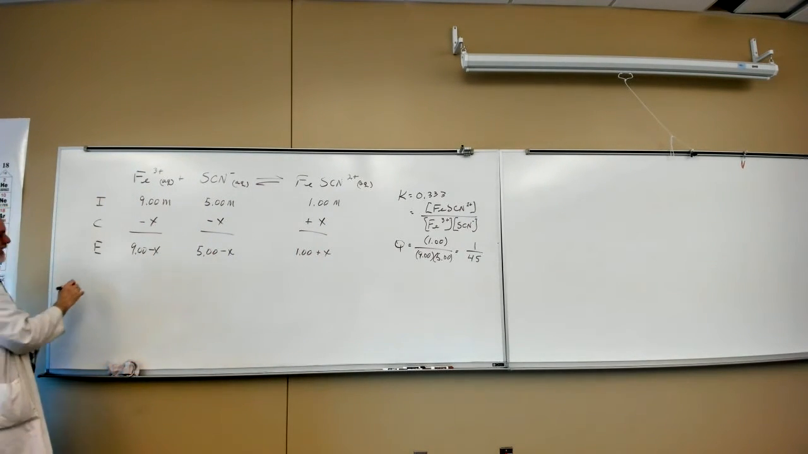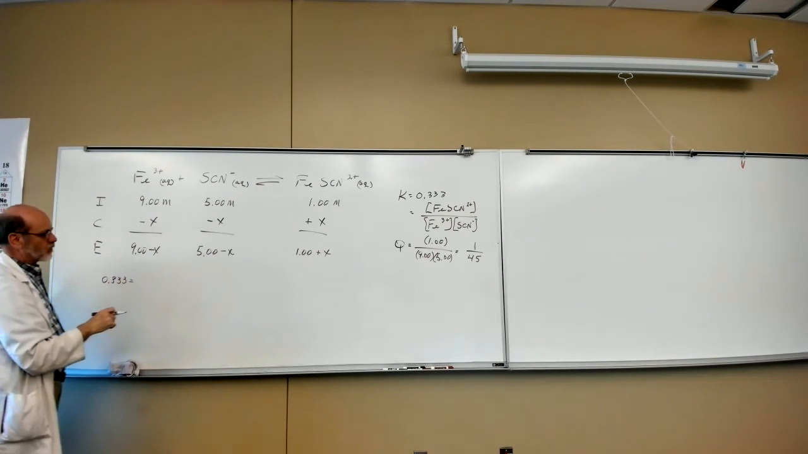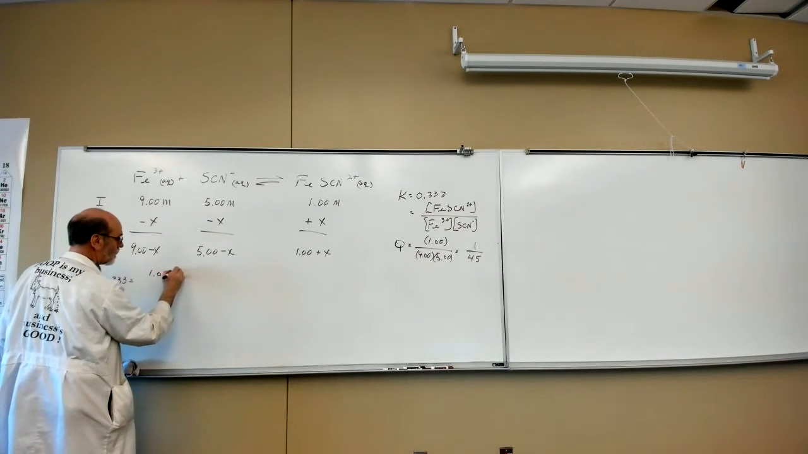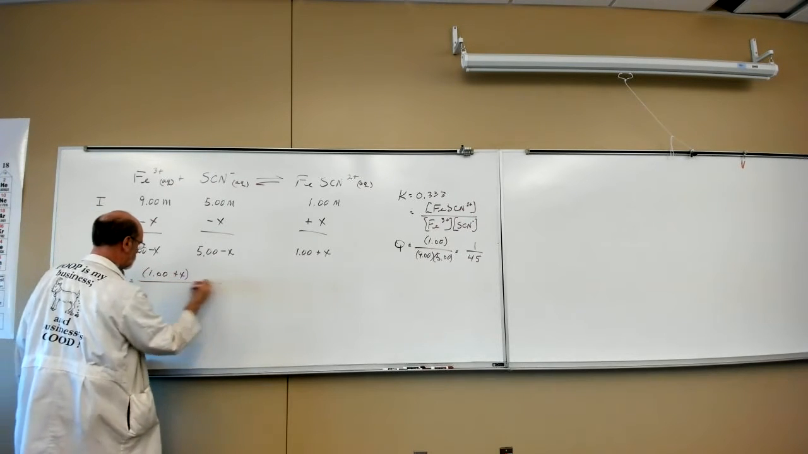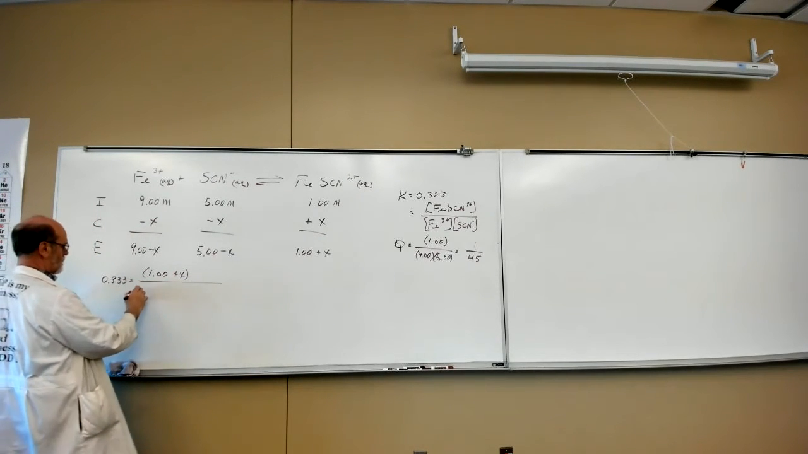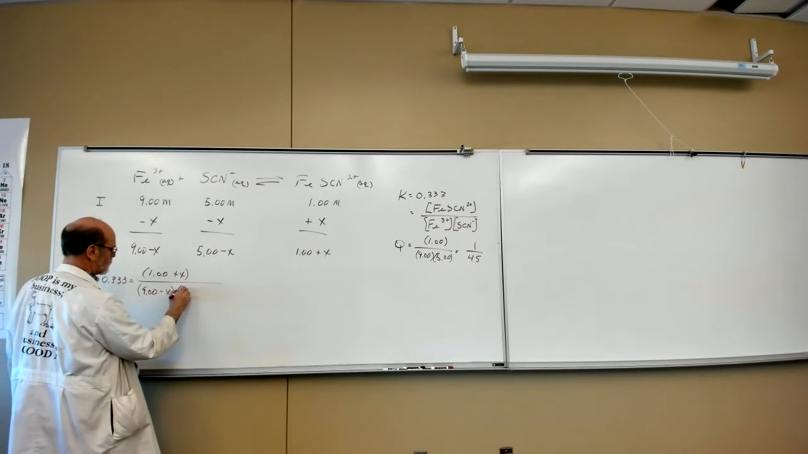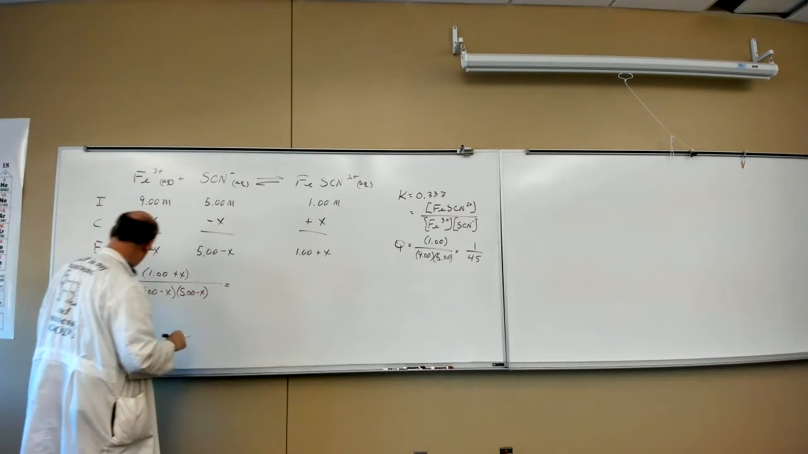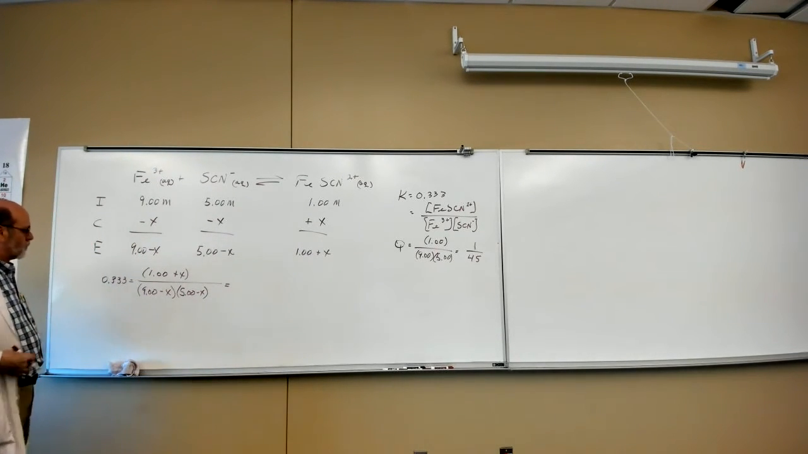Right. So our K is going to be equal to this one plus x, and this is going to be 9 minus x. This will be 5 minus x. Okay, so what's that going to do for us?